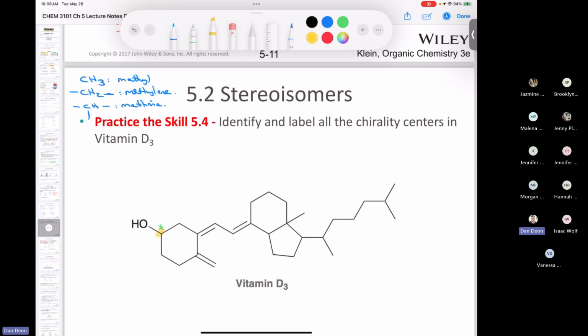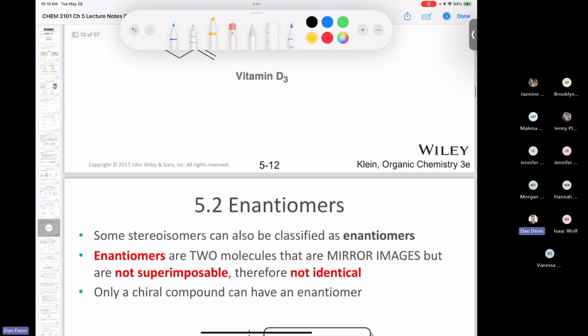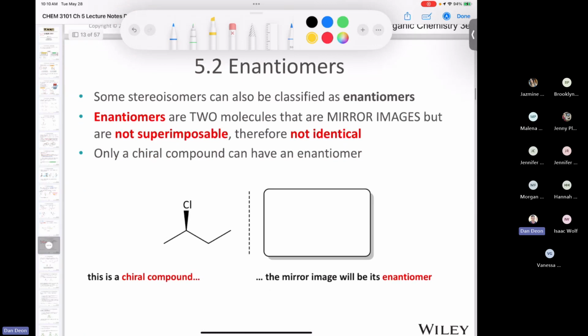So I'm just going to highlight the chiral carbons for you. There's a total of 5 of them in this compound. So there you go. You can work on those in your own time and justify that those other carbons are chiral. So that brings us to the next topic, which is enantiomers.